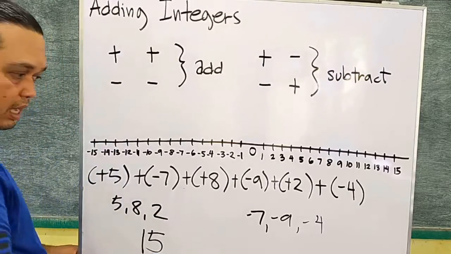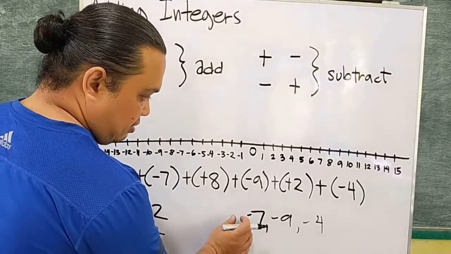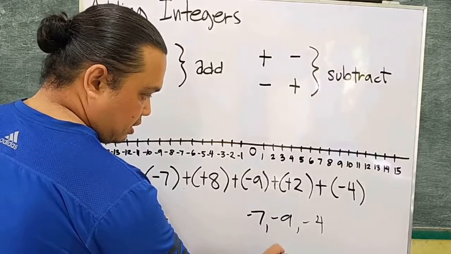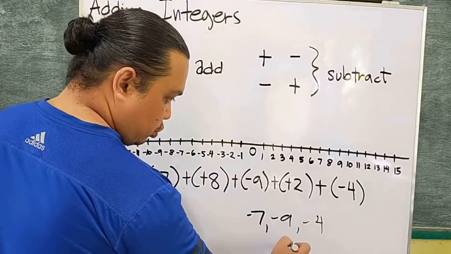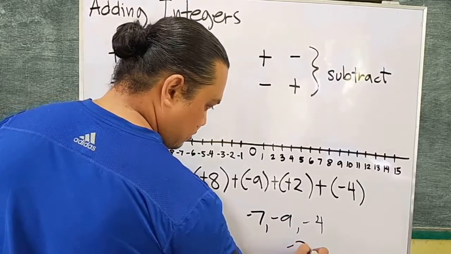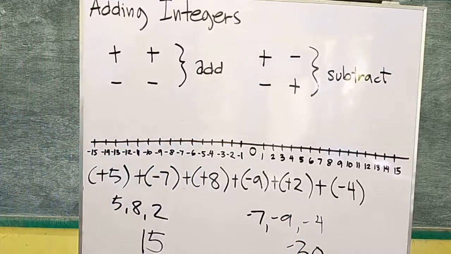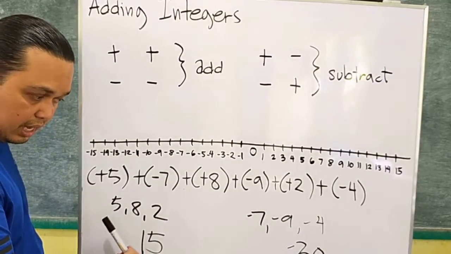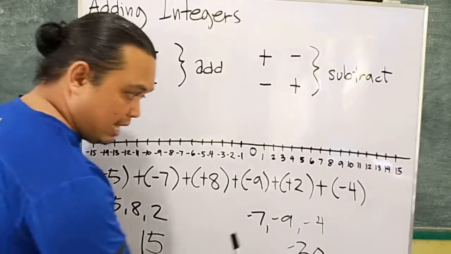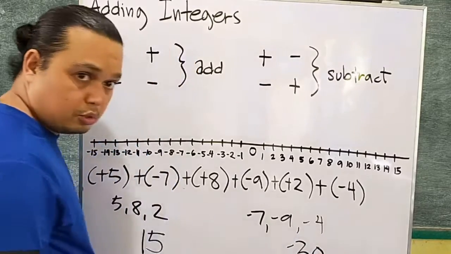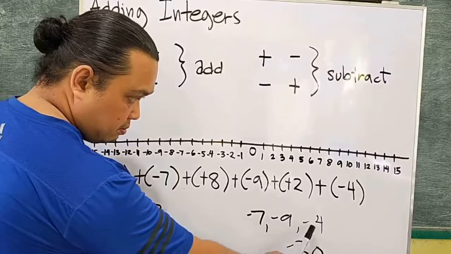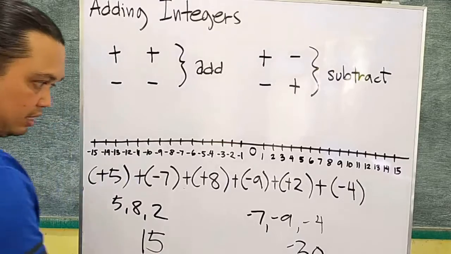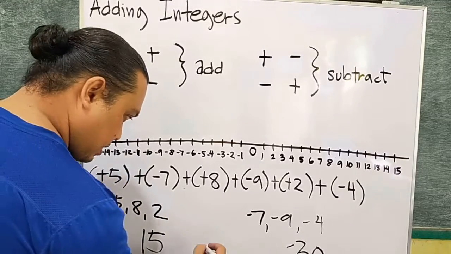Let's add the negative. 7 plus negative 9, that's 16, plus negative 4, that's 20. Negative 20. Okay, we are adding here like integers. We are also adding here like integers because it has the same sign, which is negative. So we have here positive 15 and negative 20.